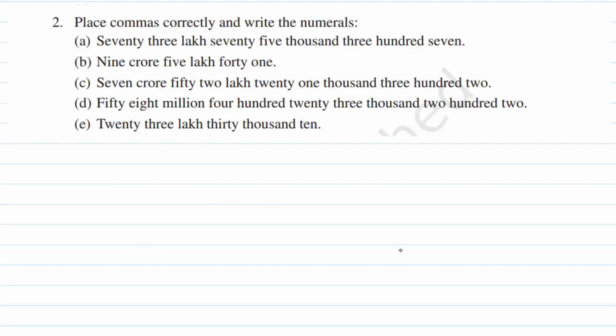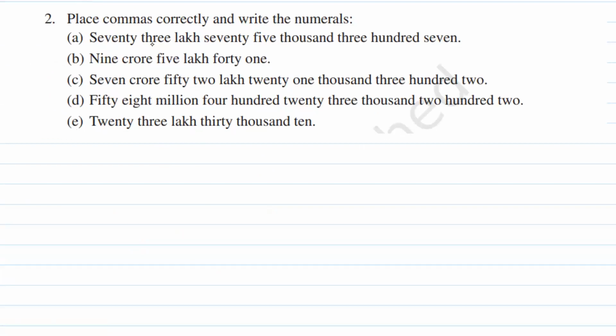Next question is: place commas correctly and write the numerals. You have to first write the numerals and then place the commas. So let's say the A part, it is saying 73 lakh. In these types of questions, you have to keep in mind whether it is asking for the Indian system or the international system. For example, you can see that this A part is according to the Indian system, but this D part is million, 3,000. So it is an international system. So the commas will be placed accordingly.